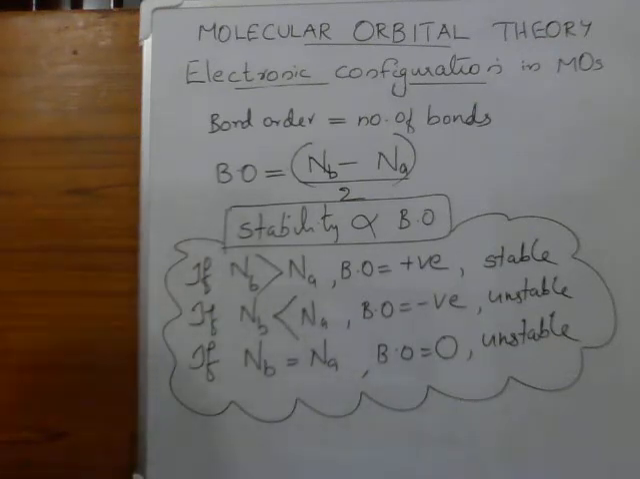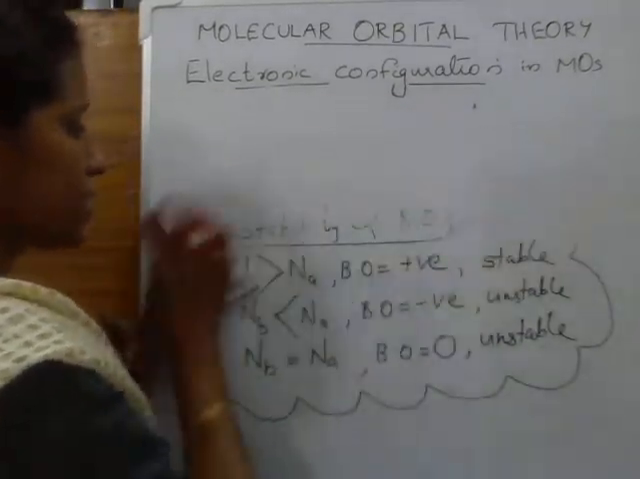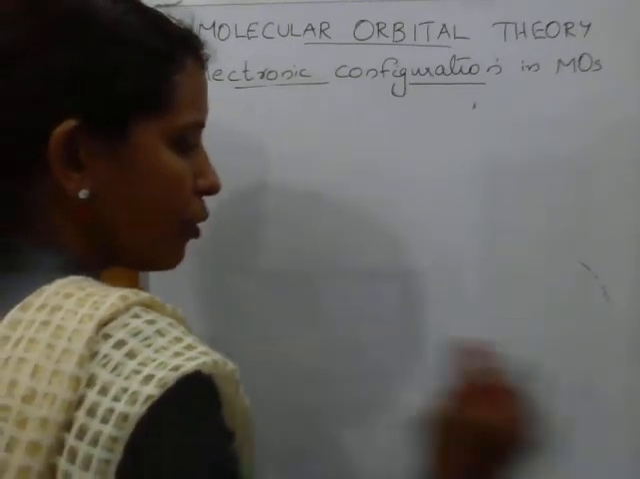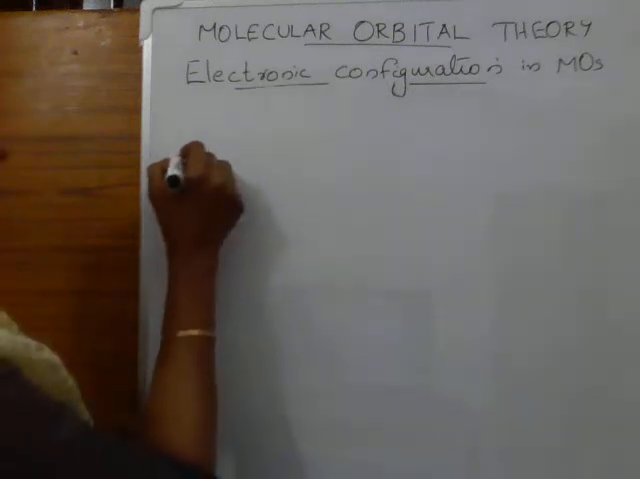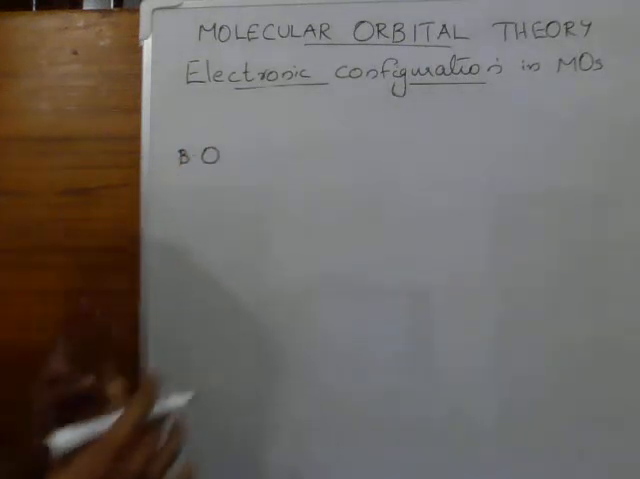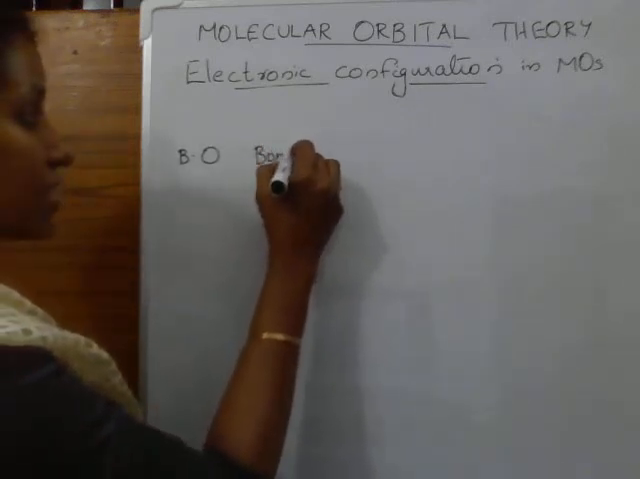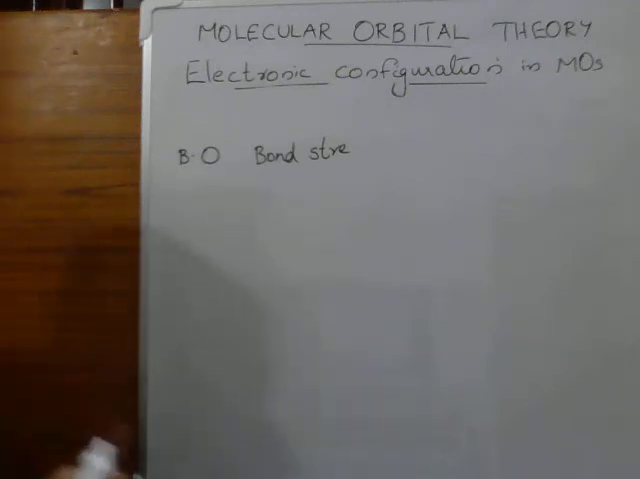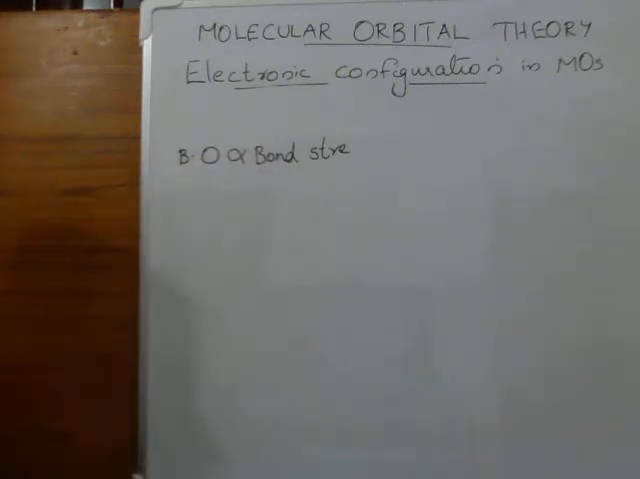And now, this bond order is related to bond strength. Bond order, as we already said, is the number of bonds between two atoms. Bond order increases means the number of bonds between two atoms increases. So what happens to bond strength? The strength of the bond also increases, right? Means bond order and bond strength are directly related.